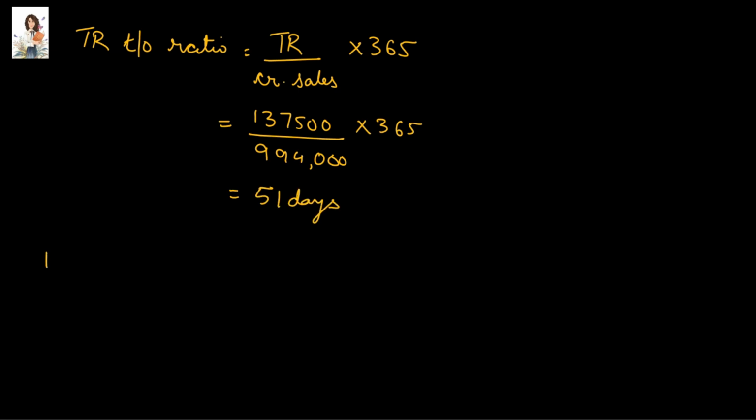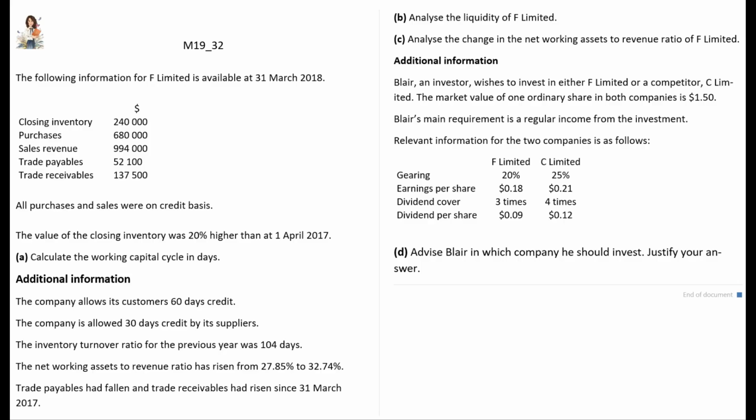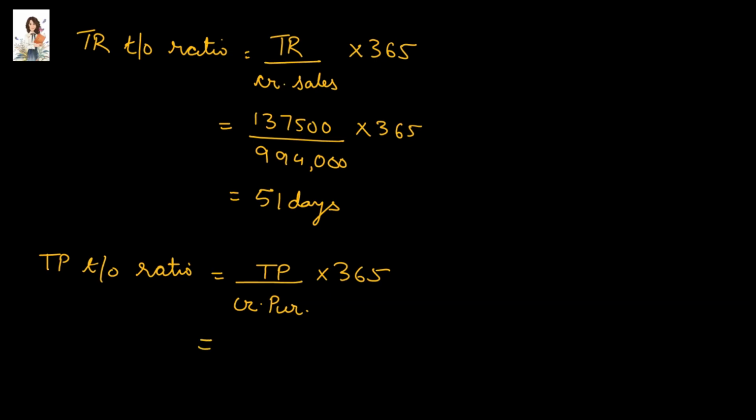Next, we will find out the trade payable turnover ratio. The formula is trade payables upon credit purchases multiplied by 365. There have been $680,000 of purchases during the year, and the trade payables at the end of the year are $52,100. All purchases are credit purchases. Using these figures in the formula, we get a trade payable turnover ratio of 28 days.